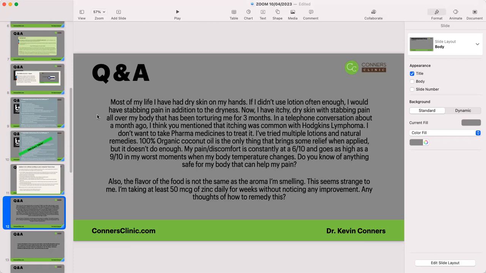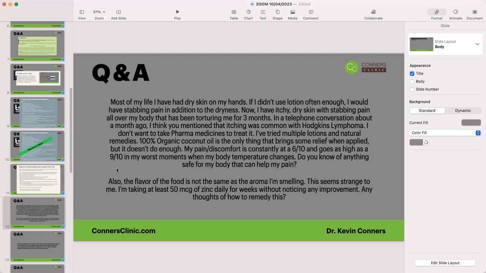100% coconut oil is the only thing that brings some relief when applied, but it doesn't do enough. My pain and discomfort is constantly a 6 out of 10 and goes as high as 9 out of 10 in my worst moments when my body temperature changes. Do you know of anything safe for my body that can help my pain? Also, the flavor of the food is not the same as the aroma I'm smelling. This seems so strange to me. I'm taking at least 50 micrograms of zinc daily for weeks without noticing any improvement. Any thoughts on how to remedy this?